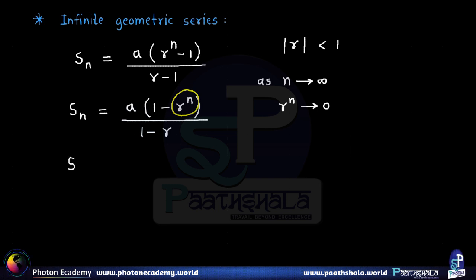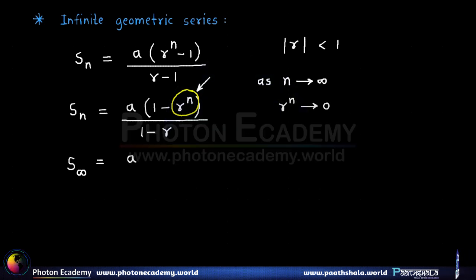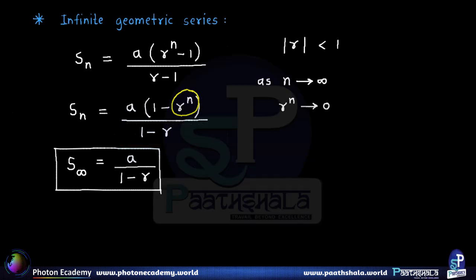Therefore our formula, when n approaches an infinite number of terms, will change to a. Now since r raised to n is approaching 0, the bracket 1 minus r raised to n is nothing but 1. So the numerator turns out to be just 1, divided by 1 minus r. So this is the simple formula for the sum of an infinite geometric series, provided the numerical value of r, that is the common ratio, is less than 1, right?